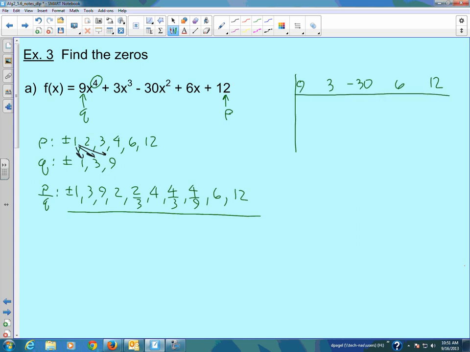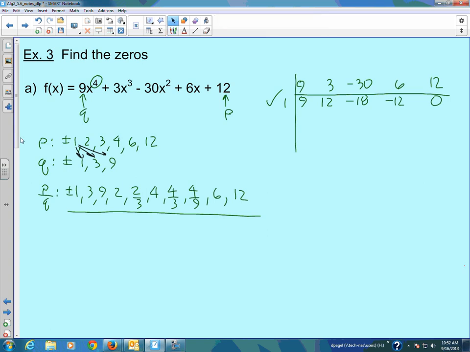Let's go ahead and start with our 1. 9 and 3 is 12. And 12 minus 30 is negative 18. And negative 18 plus 6 is negative 12. And negative 12 plus 12 is 0. Now, it just so happens that we find 0 on the first time through. With our last example, we did this as well. That's not guaranteed to always be the case. Okay, we found a 0.